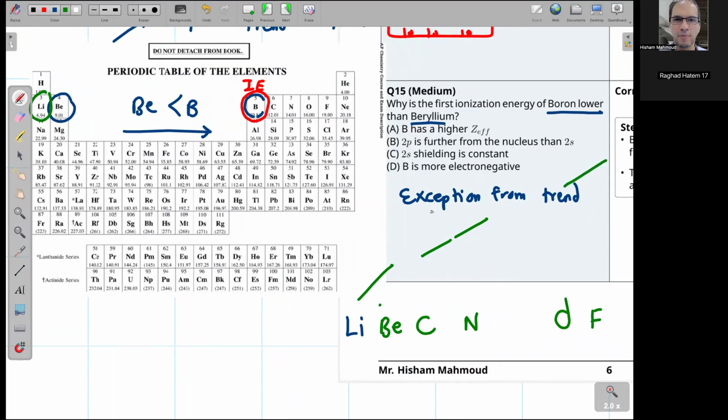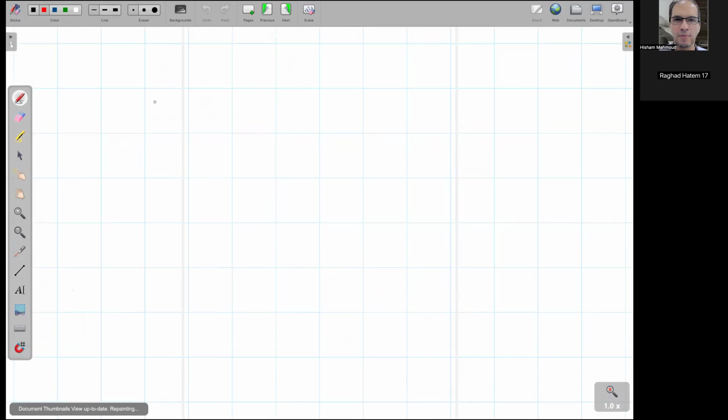So what do you see in the trend? It's coming up, right? When you go from lithium to beryllium, to boron, to carbon, to nitrogen, oxygen, fluorine, to neon, it's coming up. But there are two places where it goes down. The first place is between beryllium and boron. Instead of coming up, it goes down. The second place, between nitrogen and oxygen, it goes down again. So let me draw that.